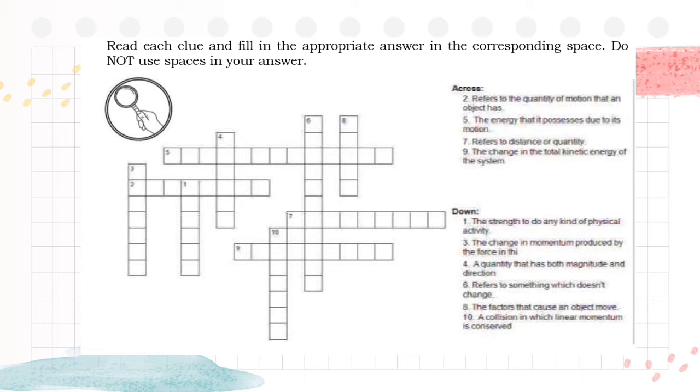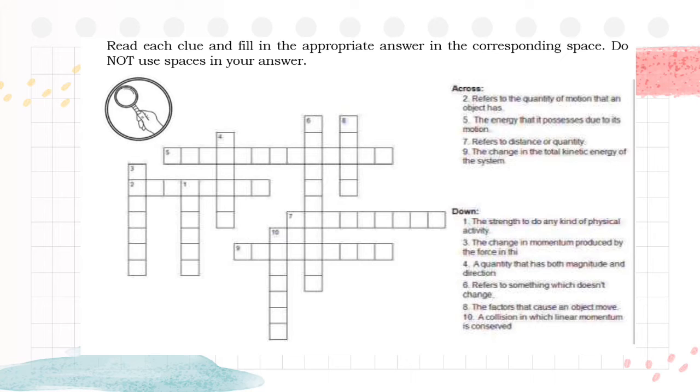For our Jumpstart activity, read each clue and fill in the appropriate answer in the corresponding space. Do not use spaces in your answer. Across: number 2, refers to the quantity of motion that an object has. 5, the energy that it possesses due to its motion. 7, refers to distance or quantity. 9, the change in the total kinetic energy of the system.